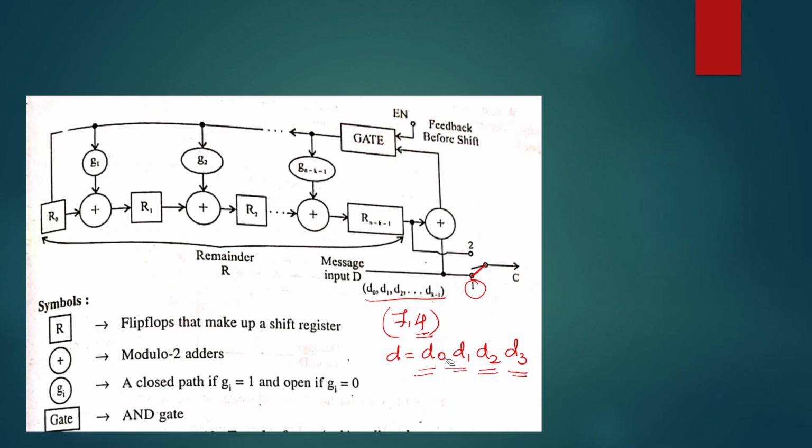So likewise, if you consider over here, the switch position is now at 1. Now dk minus 1 will go over here. Initially the contents of R0, R1, R2 would be 0. dk minus 1 will go. Since this gate is enabled, it will just bypass and send the information dk minus 1 to all these lines.